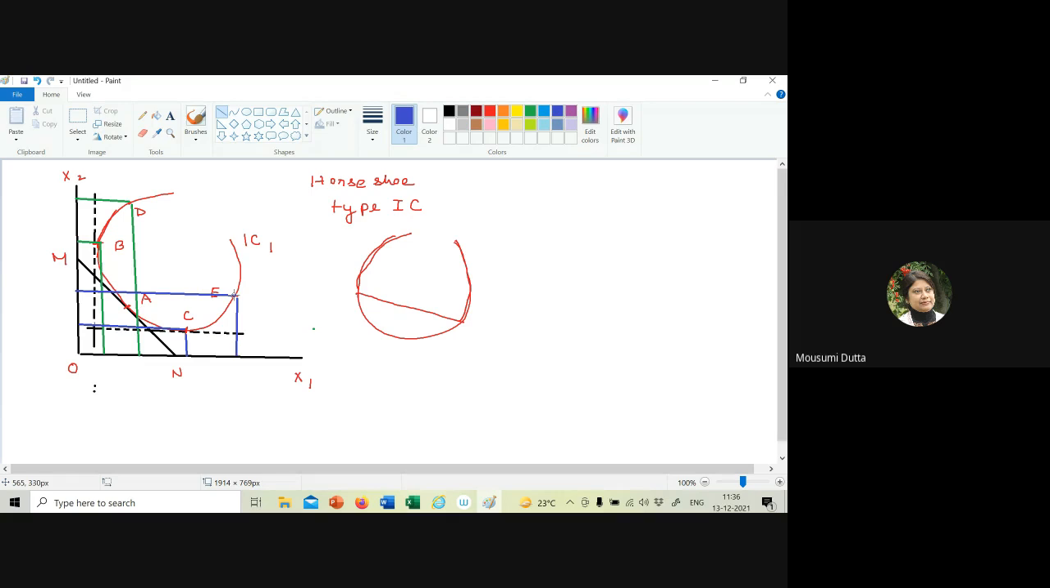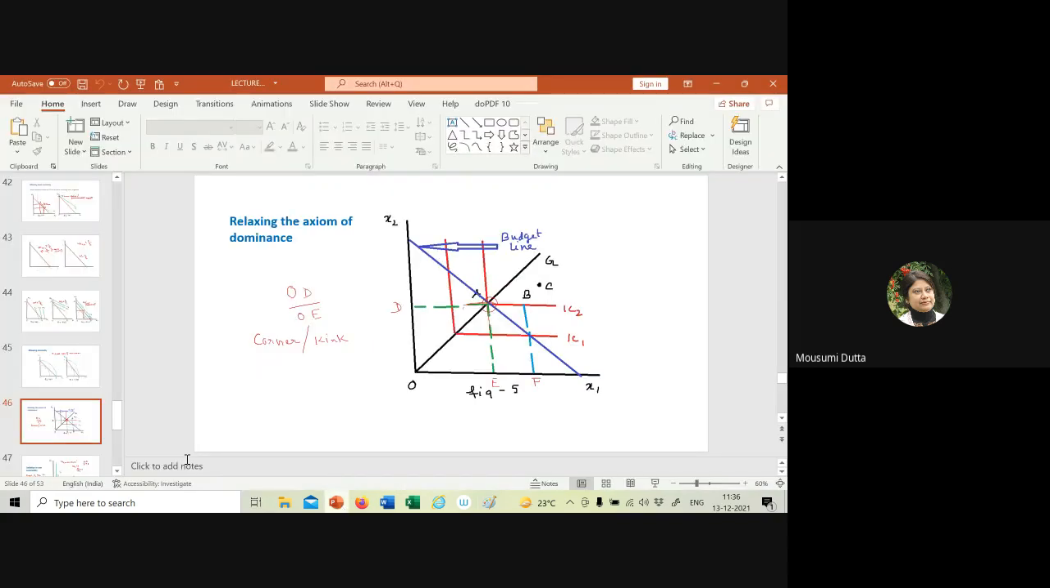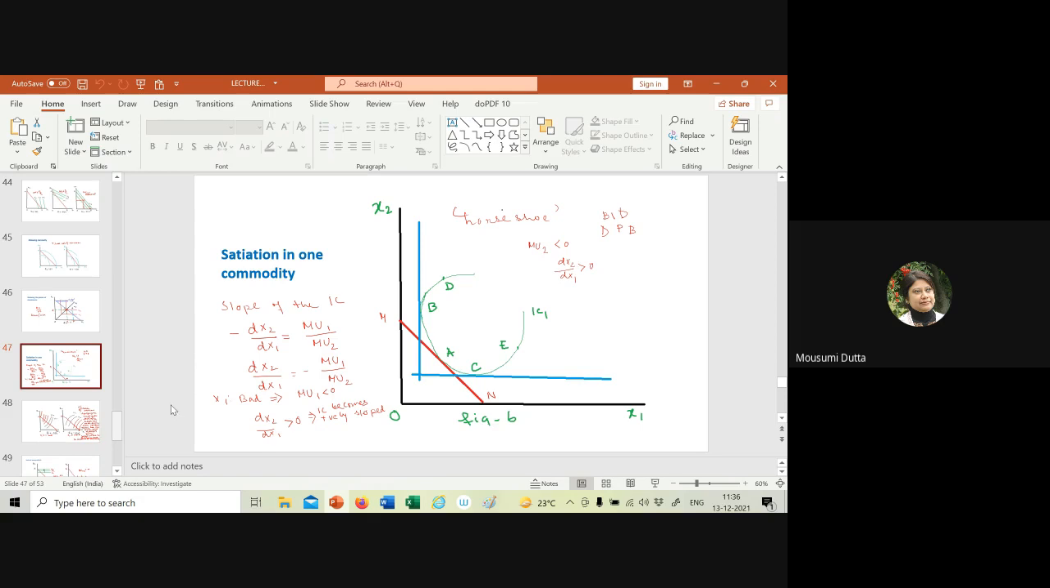So if this happens, if you consume the commodities up to a certain level, both the commodities are good to you. However, beyond an amount, the commodity is becoming bad. In that case, we will get this horseshoe type indifference curve. Okay, so please draw the horseshoe type indifference curve.